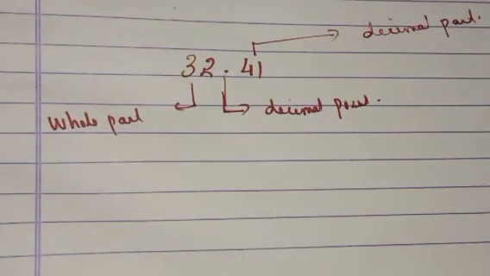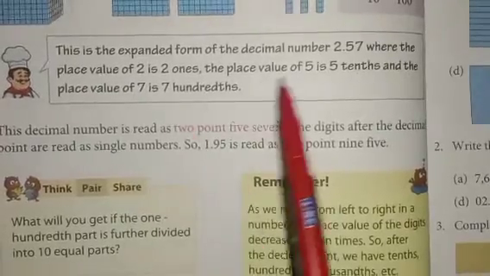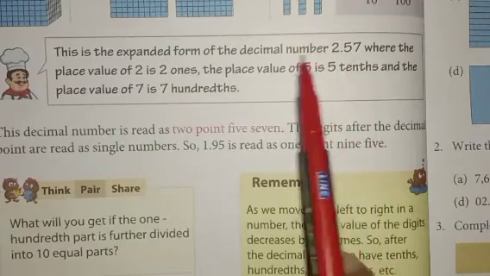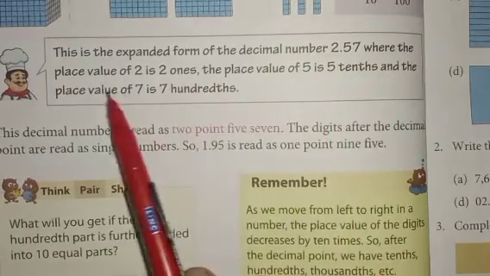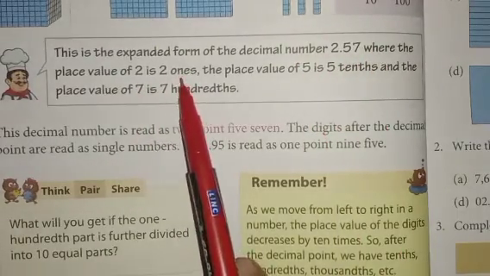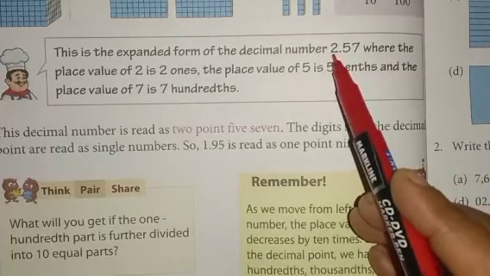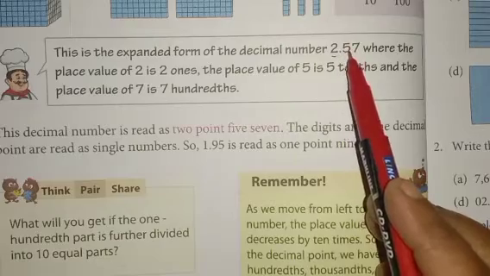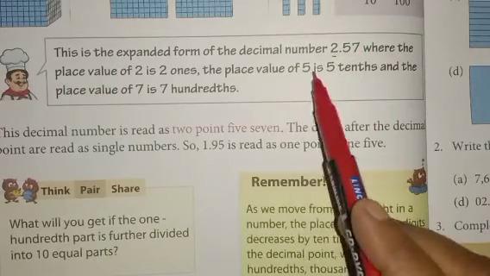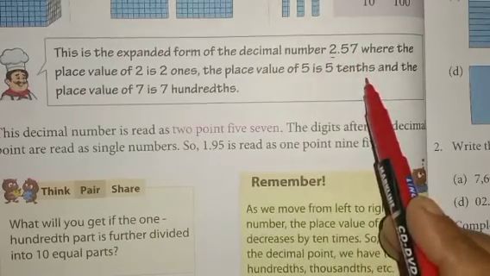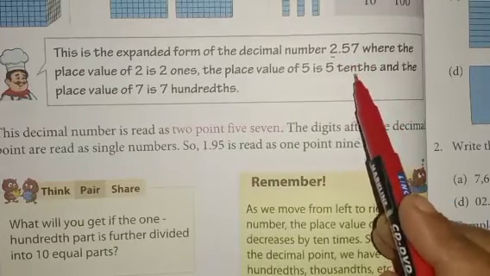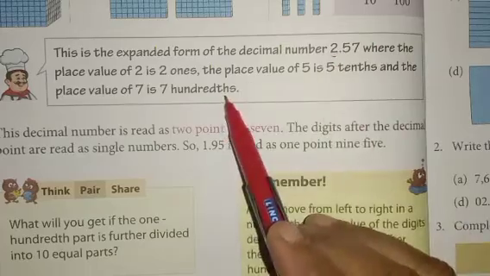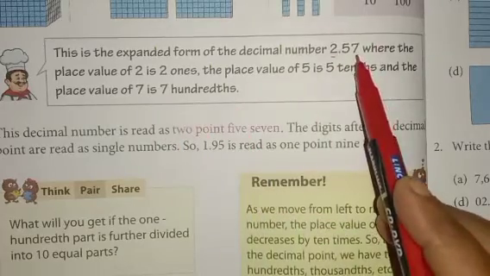Now the expanded form of 2.57. In the decimal number 2.57, the place value of 2 is 2 ones. This is the whole part. Then after the point, the place value of 5 is 5 tenths. The first place will be tenths, and 7 is in the hundredths place.